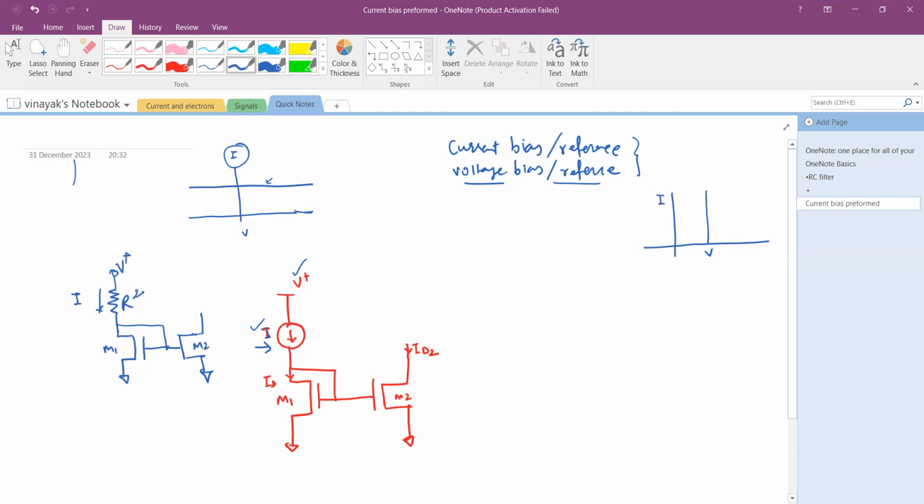But the drawback of using R to generate the reference current is this. The value of current that I will generate using the resistor can be written as the voltage V plus minus the voltage drop across this MOSFET, where this is the drain pin, this is the gate pin, and this is the source, and the drain and gate are shorted. So I will say I equals (V plus minus VGS) divided by R, right? If R changes, I have a change in the I, and if the supply changes, I also have a change in the I. That shouldn't be the case.